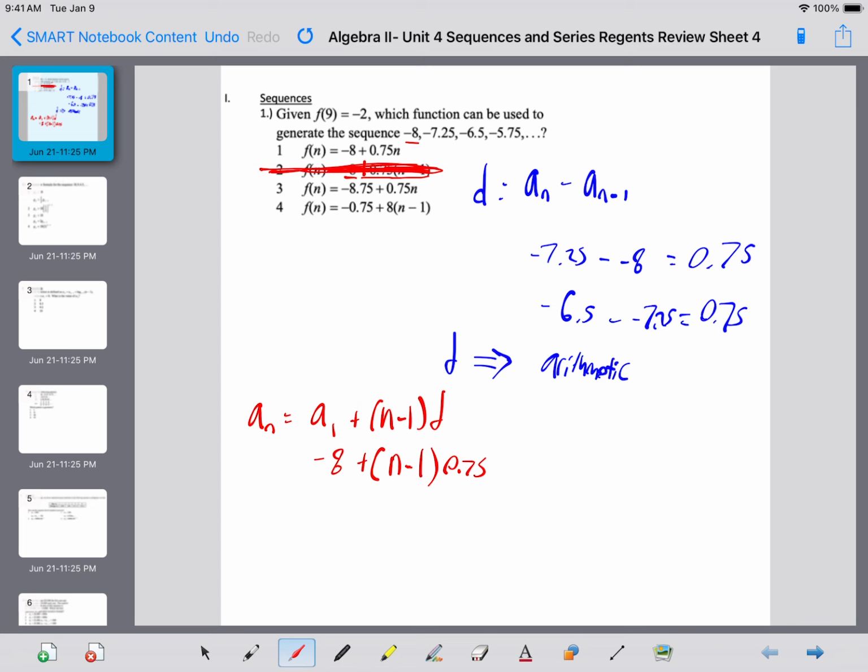So, this one clearly isn't right. So we're going to have to distribute out. So we distribute out the 0.75. And then combine like terms. So -8 minus 0.75 is -8.75. And that's your formula.